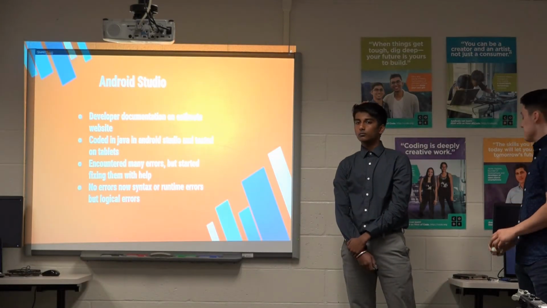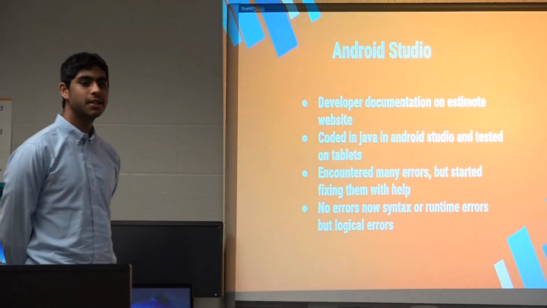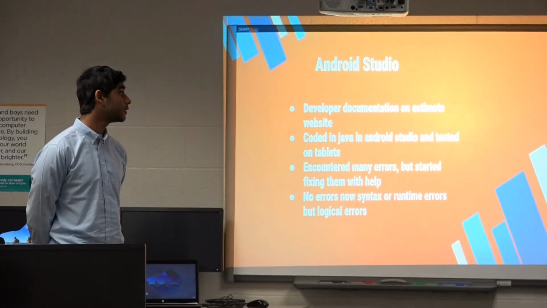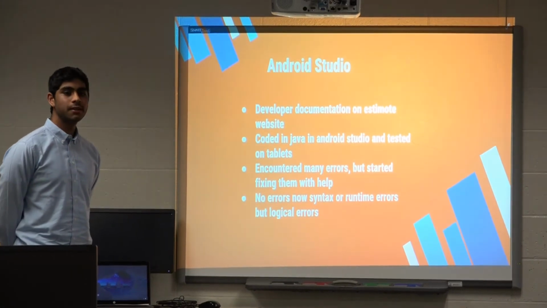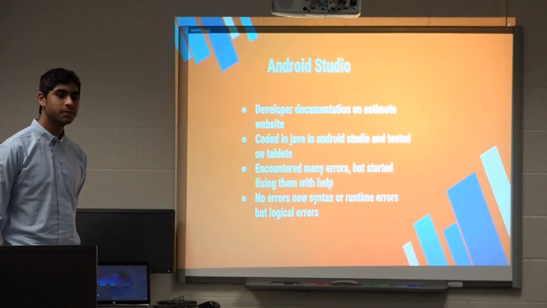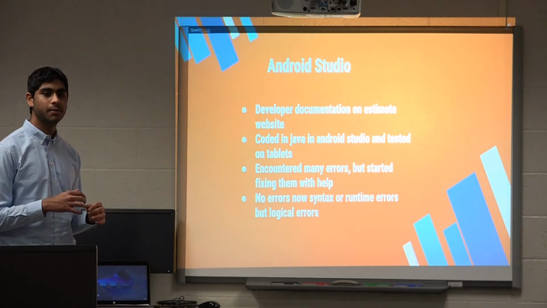To develop our code, we used Android Studio, and this way we can test our code immediately using our tablets in class. On Estimote's website, we found developer documentation that goes step-by-step through the code we need to implement using their SDK. We use this documentation as a template to mirror what they have in our code. Along the way, we encountered many errors, but started fixing them with help. We worked to a point where we now have no syntax or runtime errors, but we figured we have logical errors because something is preventing the proximity sensor from behaving properly.